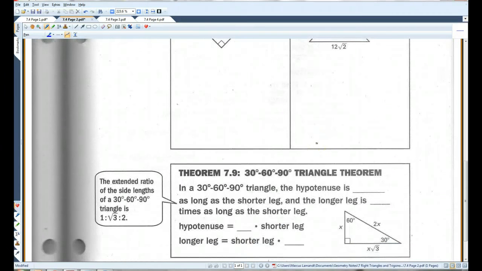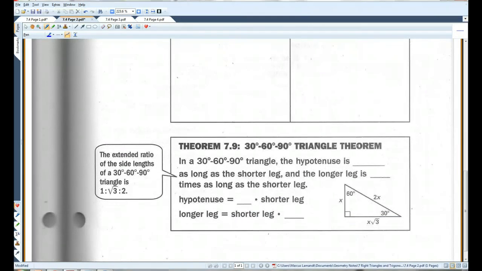Okay, the other type of special right triangle you need to know is the 30, 60, 90 triangle theorem. Okay? In a 30, 60, 90 triangle, the hypotenuse is twice as long as the shorter leg, and the longer leg is root 3 times as long as the shorter leg. So the hypotenuse is 2 times the short leg. The long leg is the short leg times root 3.